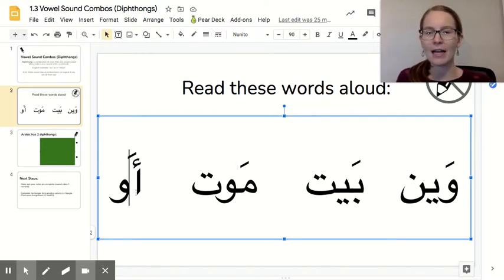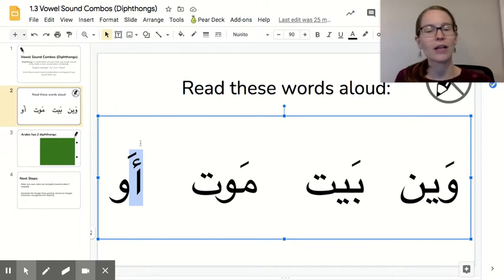Mawt. And then last but not least, this one starts with the sound of a fatha, right? So we have a fatha sound, and then just a waw, "aw". Okay, so that's just the sound of the diphthong, "a-oo", "ow". And this was a word in Arabic, it means "or", okay? "Aw". All right, mumtaz.